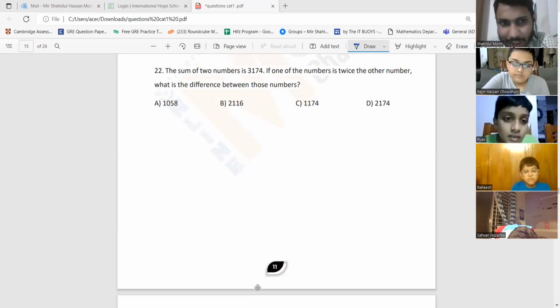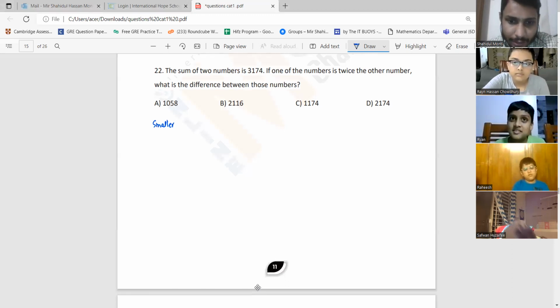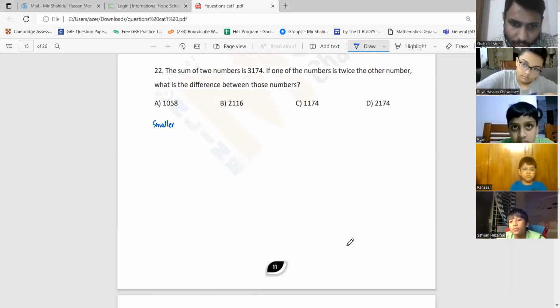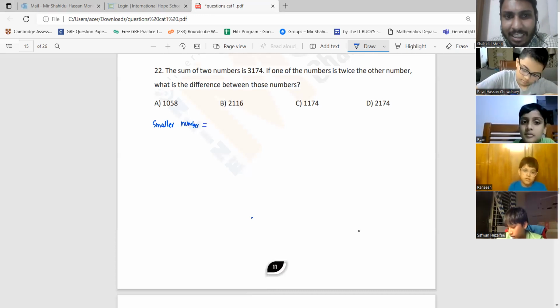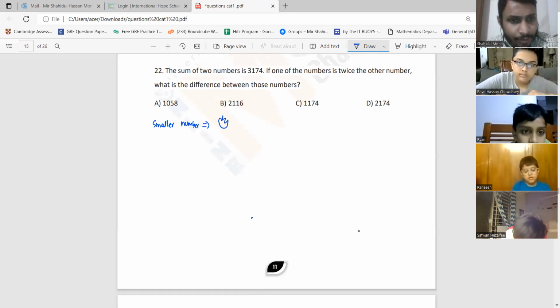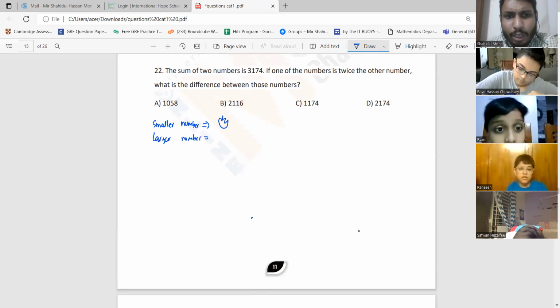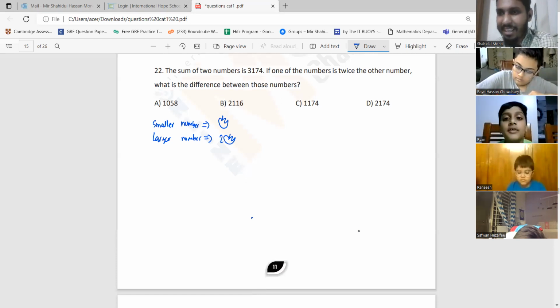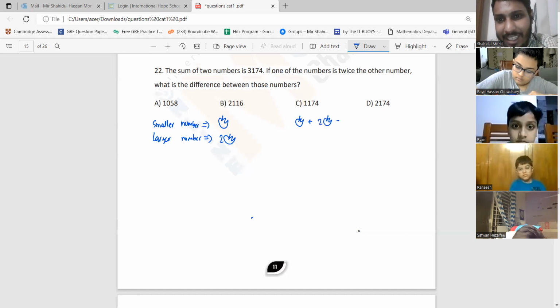So here we are considering, let's say, the smaller number. Let's say the smaller number is equal to a mango. Now the larger number will be equal to 2 mangoes, right? Because the question says one of the numbers is twice the other. So in total, how many mangoes do I have? 1 mango plus 2 mangoes is equal to 3 mangoes.